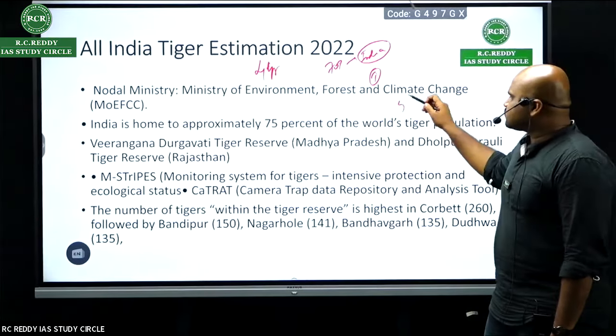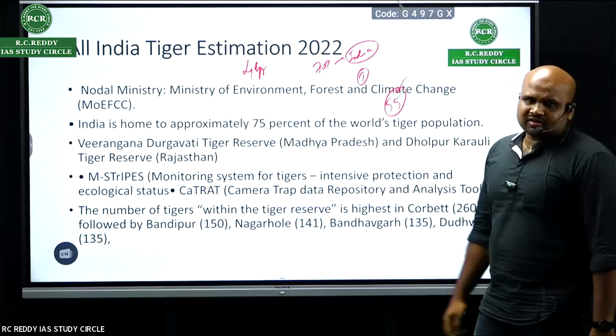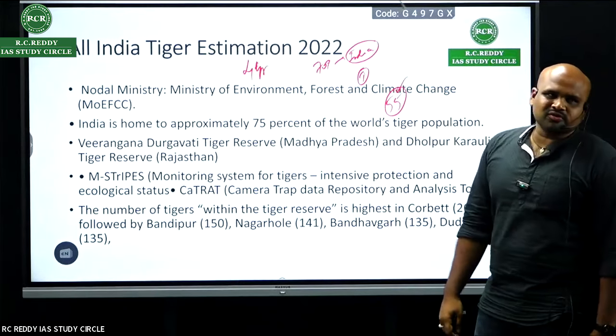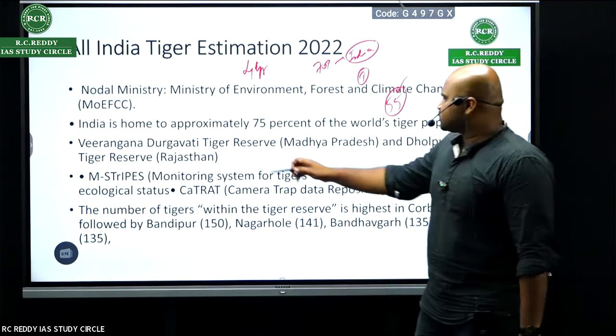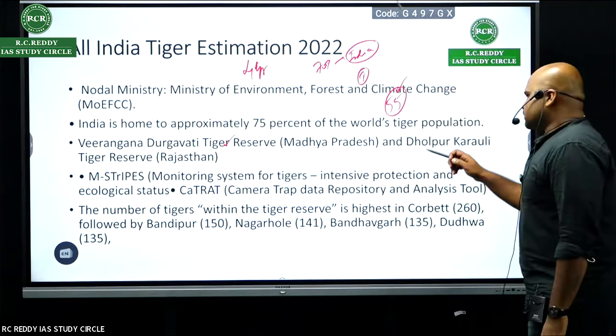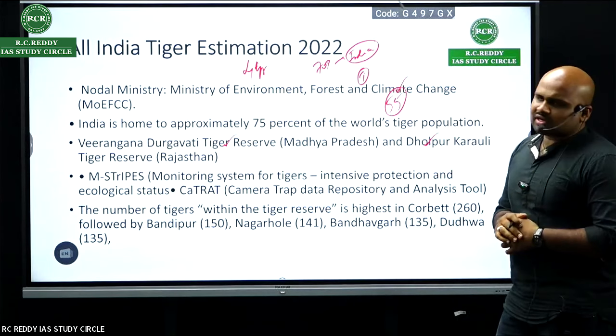How many tiger reserves do we have at present? We have 55. Finalize the number 55. There was a lot of confusion whether it is 53, 54, 55. Now it is 55. The 54th one was Veerangana Durgavati and the 55th one was Dholpur Karauli Tiger Reserve.